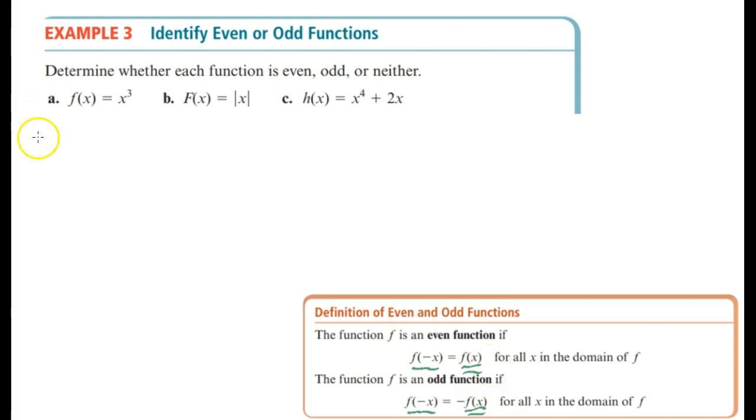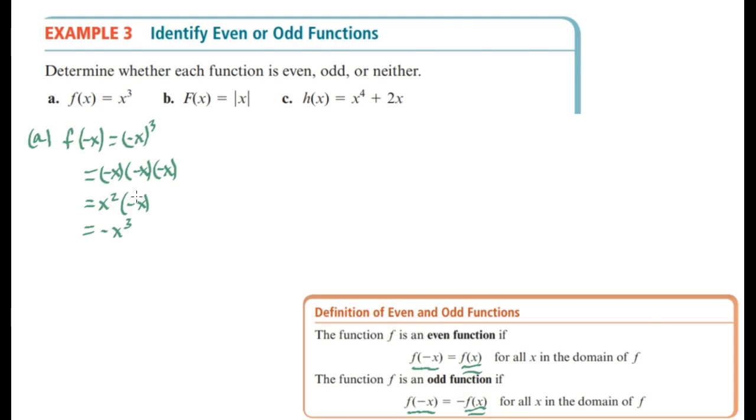Okay, so for a, we have f of x equals x cubed. So we're going to look at f of negative x and compare that to x cubed in the end. So we have negative x cubed. That's equal to negative x times negative x times negative x. So negative x times negative x is x squared. Then x squared times negative x is negative x cubed.